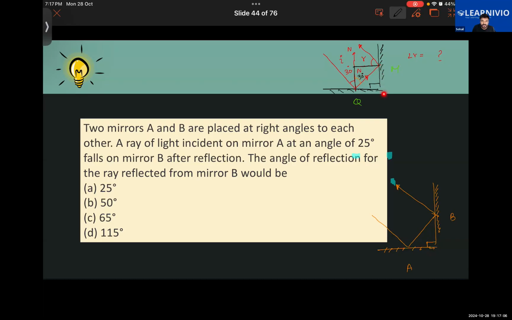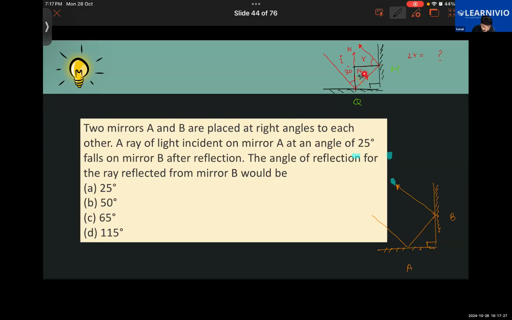Does it not look like a square? A square is formed here now. Getting it? This normal is perpendicular to the plane mirror, and this normal is also perpendicular to the plane mirror. So they will be meeting at an angle of 90 degrees. So this is 90, 90, 90, 90. A figure which has all the angles equal to 90 degrees, so that will be basically this.